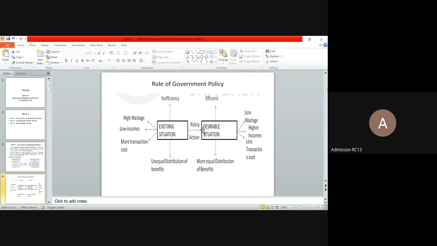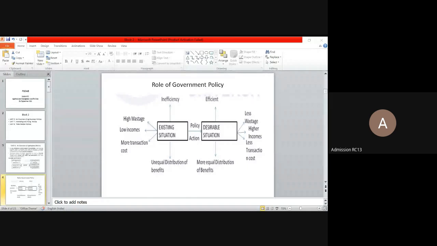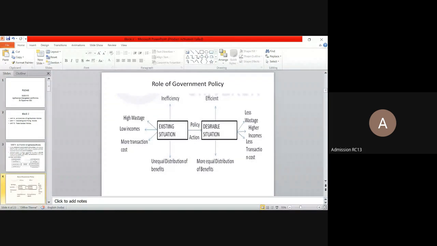Now if the policy action is implemented, the right side arrow of the picture shows that the desirable situation will happen, and when the desirable situation is there, efficient work will result in the form of resource allocation or production, anything for that matter. More equal distribution of benefits is there. Vice versa, monopoly will be curbed, and each and every one will have the right to participate in the market. It is not in one single hand.